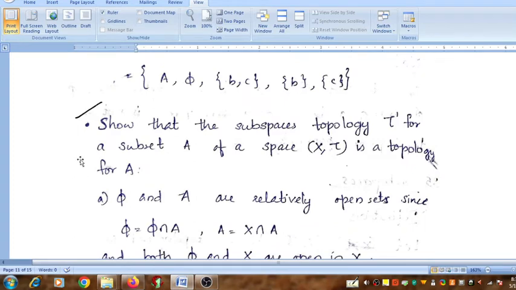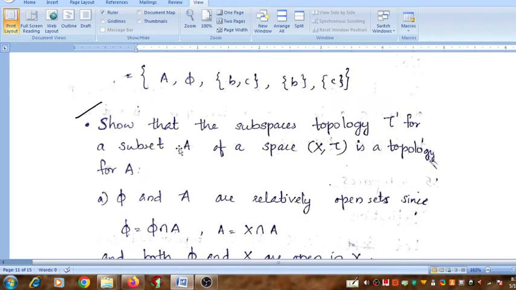Now we are going to face a question, a problem. We are going to show that tau prime is actually a topology for the subset A. We want to show that actually tau prime can make a subspace.